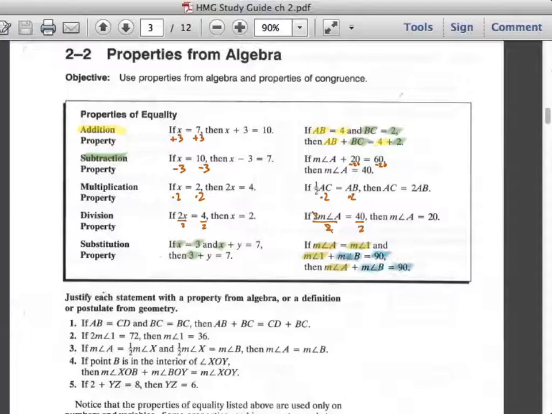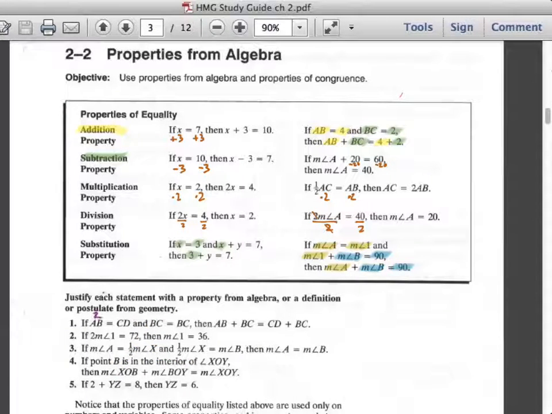So I'll do this first one with you here. It goes like this. If AB equals CD and BC equals BC, then AB plus BC equals CD plus BC. Does that remind you of anything that we talked about up here? It should. These two things are equal, AB and CD. These two things are equal, BC is equal to itself. So if I add these things that are equal with these other things that are equal, I get more things that are equal. AB plus this BC will equal CD plus that BC.